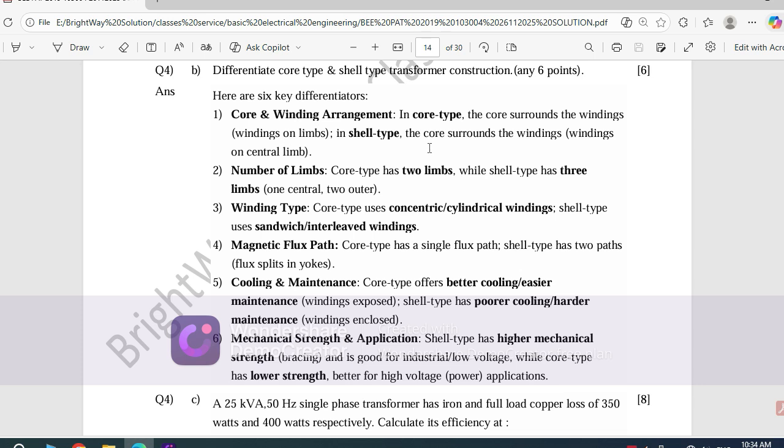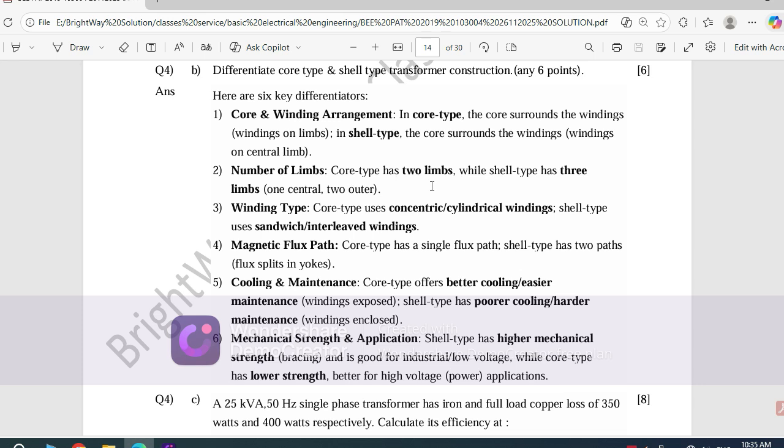First point, core and winding arrangement. In core type, the core surrounds the windings, with windings on the limb. In shell type, the core surrounds the winding, with windings on the central limb.